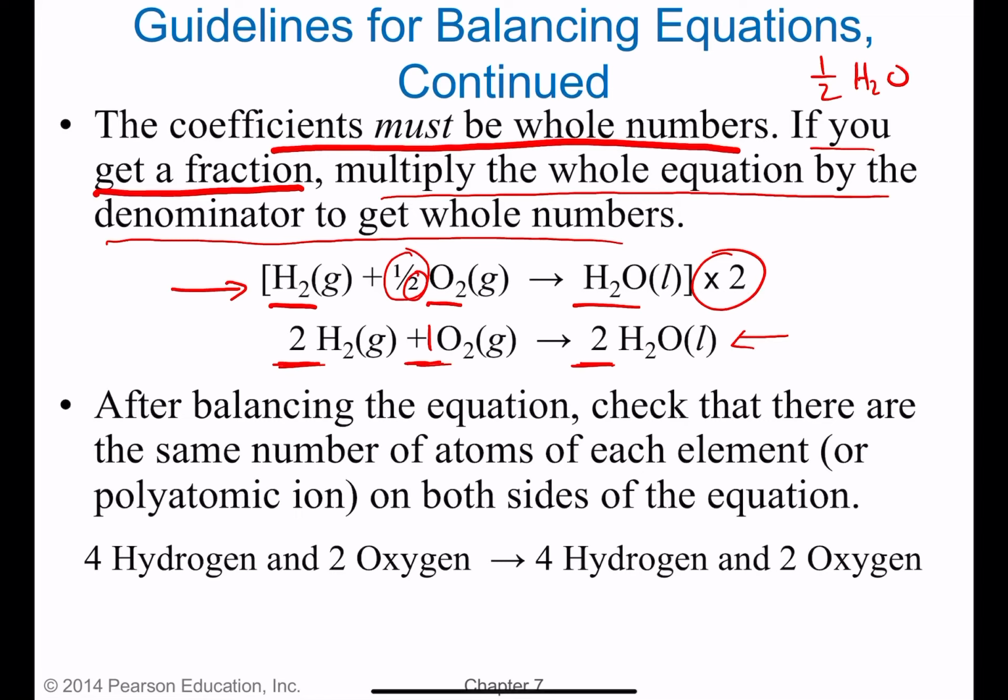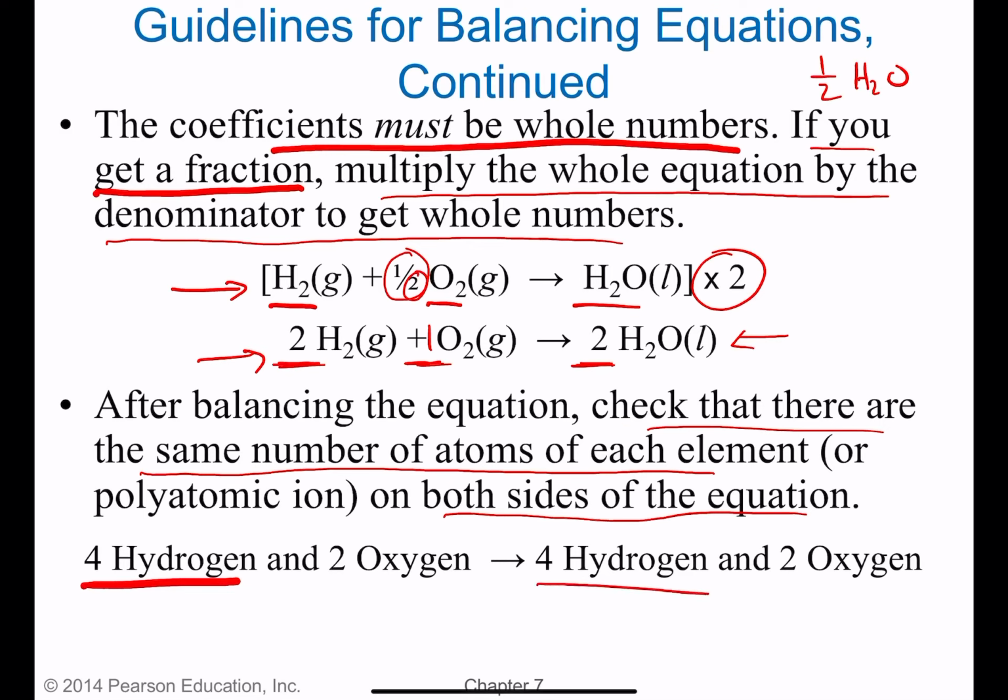Another thing, after balancing the equation, check, of course, that there are the same number of atoms of each element on both sides, because that is the entire point of balancing. So with this example, we see that we have 4 hydrogens on the left and 4 hydrogens on the right.